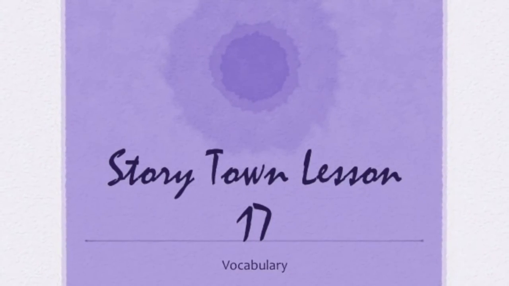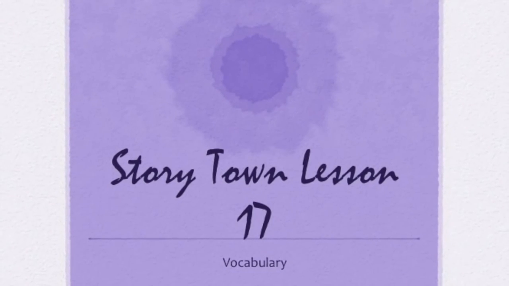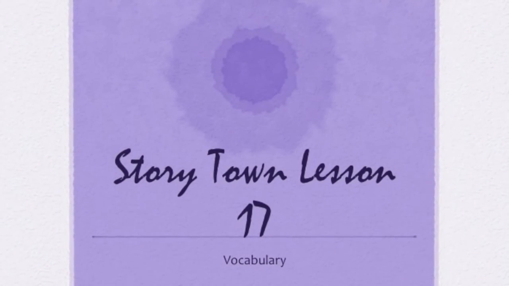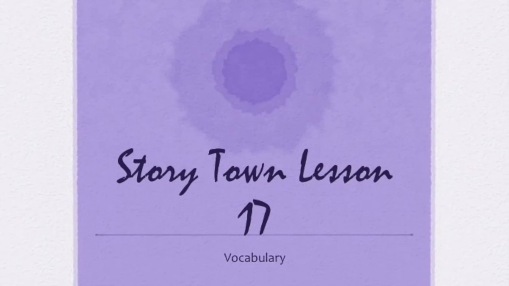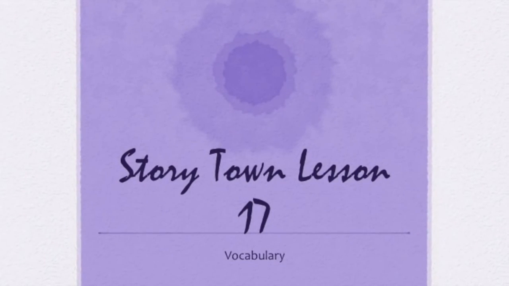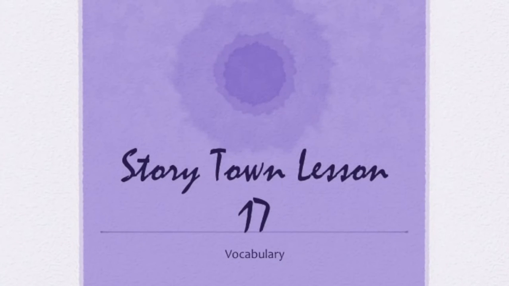To complete this activity, you will need your Storytown Lesson 17 vocab sheet, a pen or a pencil, and optionally, you might want a highlighter. So, once you've gathered your materials, let's get started.